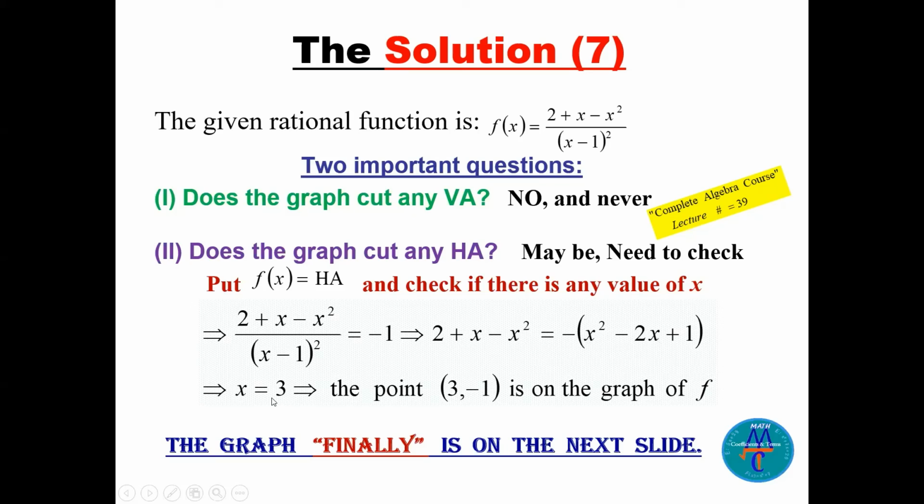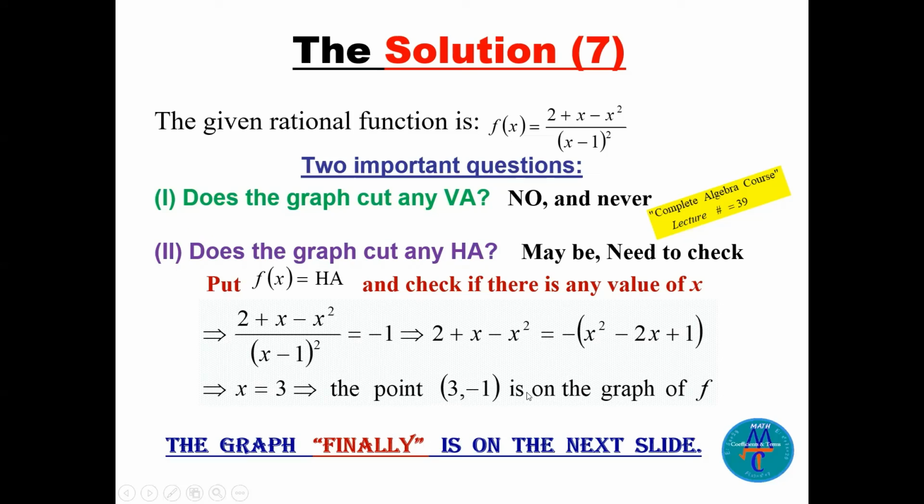Now, to find the y value at x equals 3, we replace it in the function, or we can take it directly from the horizontal asymptote. If you place 3 there, 2 plus 3 minus 3 squared over 3 minus 1 all squared, for sure you will get the horizontal asymptote, which is minus 1. So the point (3, minus 1) is on the graph, and the function cuts the horizontal asymptote at this point.